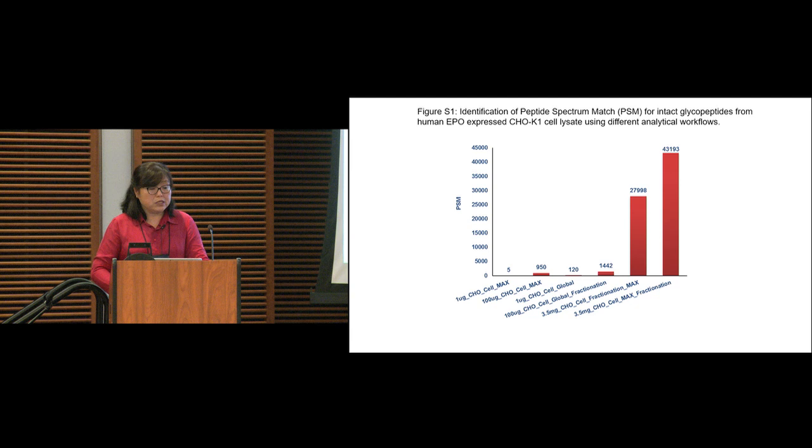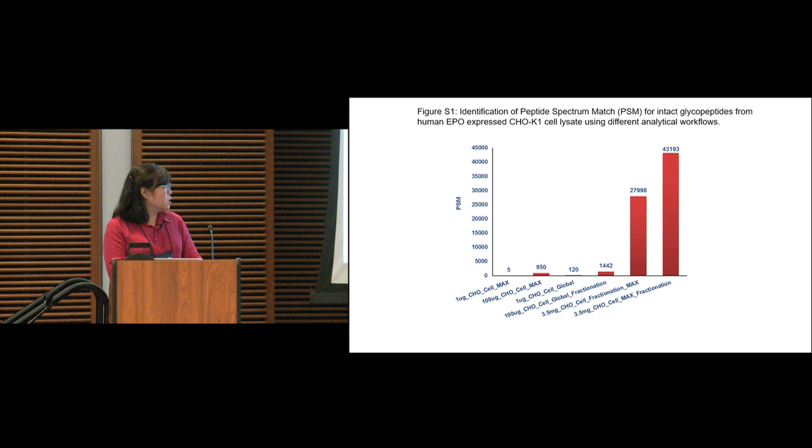The second question that often came from our collaborators is how much material we need to start with in order to analyze the glycoproteome. If we start with 1 microgram, 100 micrograms, or 3 milligrams: at 1 microgram, we can directly inject the sample into the mass spectrometer and generally identify 120 PSMs for N-glycopeptides. If we enrich first with a hydrophilic column and then analyze by mass spec, we identify a fairly low number of glycopeptide spectra. So we conclude that if glycoproteomic analysis starts with a very low amount of material, in this case 1 microgram, direct analysis can give fairly good coverage, whereas enrichment could lead to loss of material during the process.